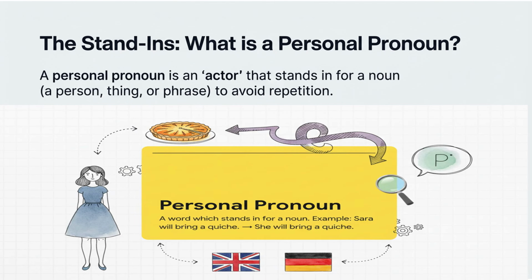Let's understand what a personal pronoun actually is. A personal pronoun is like a stand-in actor. It takes the place of a noun, that is, a person, a thing, or even a whole phrase, so that we don't have to keep repeating the same word again and again. For example, instead of saying Sarah will bring a quiche every time, we can say she will bring a quiche. This makes our sentences shorter, smoother, and more natural.